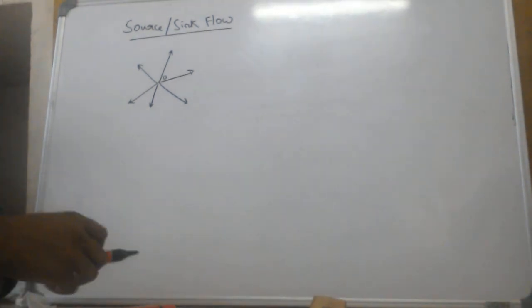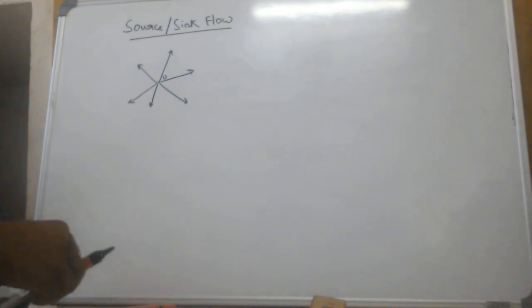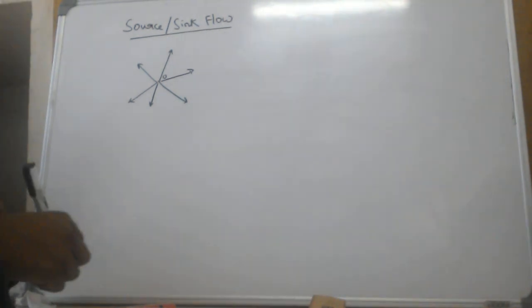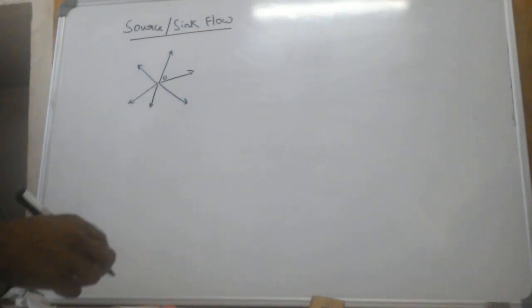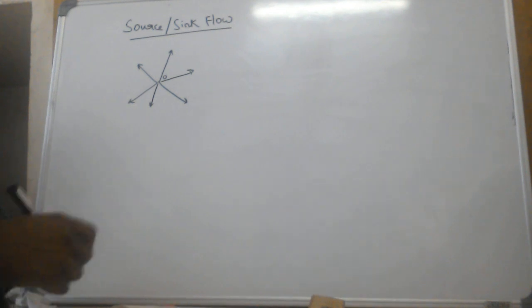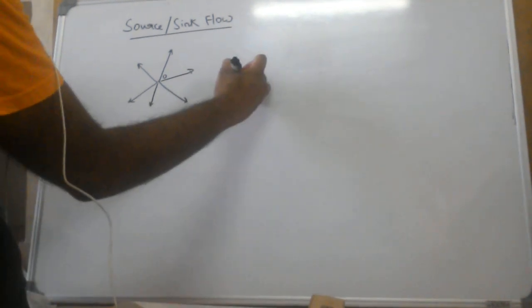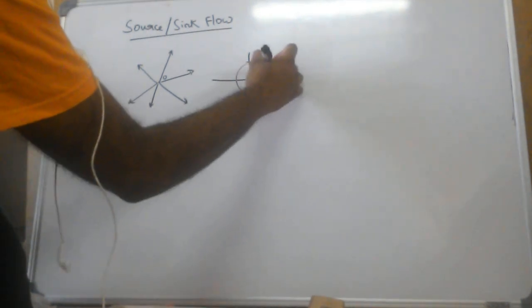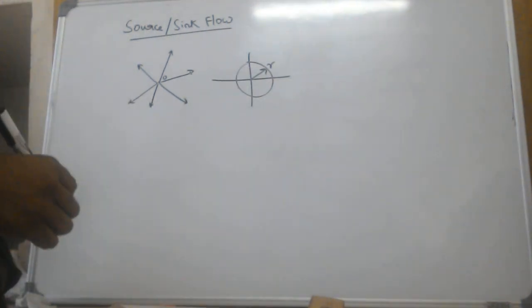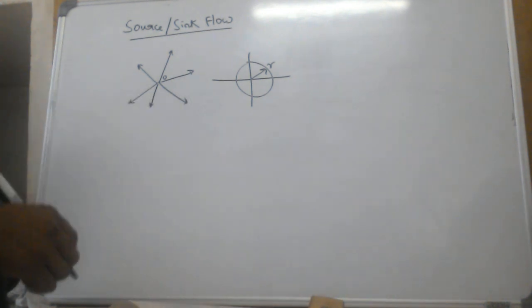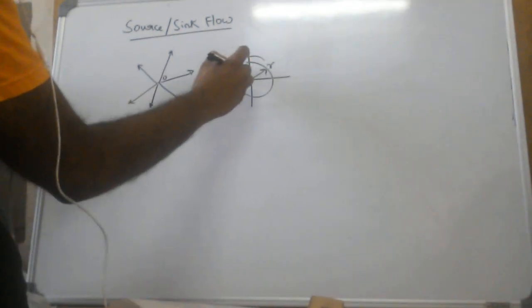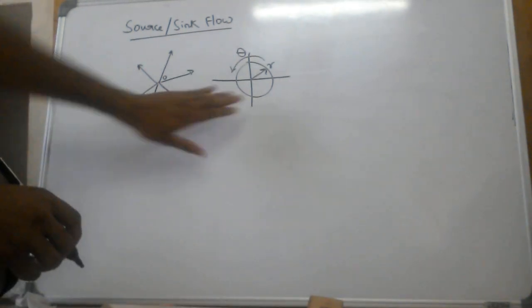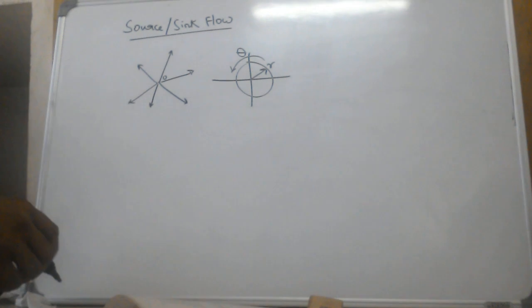So now let's look at some mathematics behind this source and sink flow. The most convenient coordinate system to work with in this context would be the r theta coordinate system, or the polar coordinate system. What I mean by that is the radial distance would form one coordinate r, and the other coordinate would be the angle theta. So we will be using this coordinate system to analyze this flow mathematically.